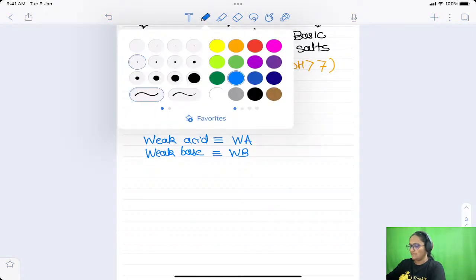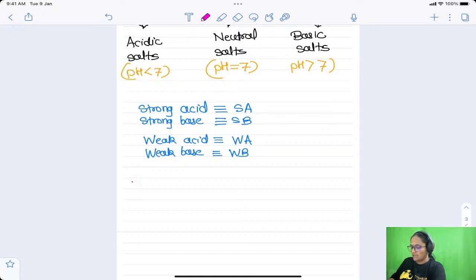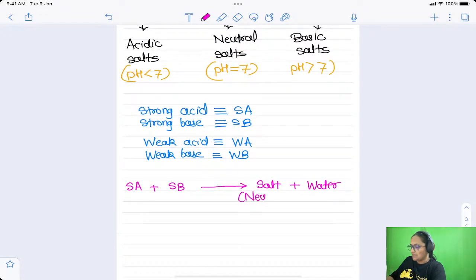If you start with strong acid and react it with the strong base, here both of them are strong. That means both of them are going to cancel out each other's effect completely. So here we will get a salt plus water. That salt will be a neutral salt, because the effects of both the acid and base are cancelled out, as both of them are strong in nature.